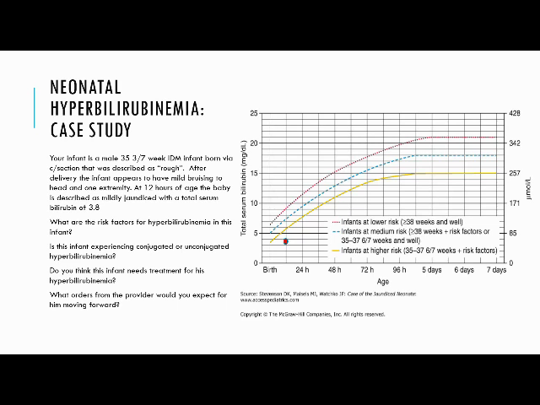Red flag, right? Risk factor. Should be like kind of ding, ding, ding in your brain. And then at 12 hours of age, the baby is described as mildly jaundiced with a total serum bili of 3.8, right? We normally do a CMP or a BMP and a bili at 12 hours of age.